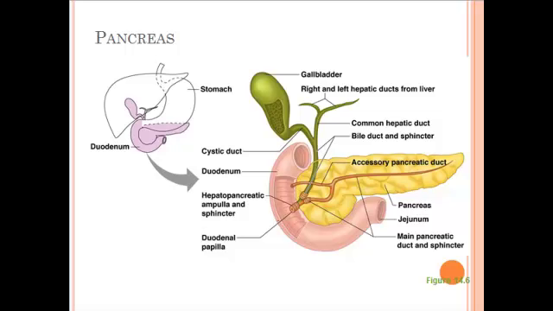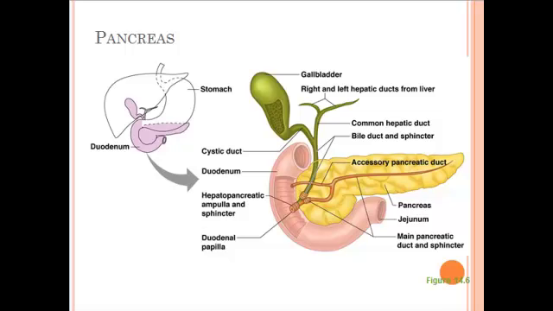It also releases some substances that neutralize the acidic conditions that are coming from the stomach. So the enzymes of the pancreas have to work at a more basic pH, and so as that acidic chyme is coming into the small intestine, the pancreas releases bicarbonate that neutralizes the acid coming from the stomach.